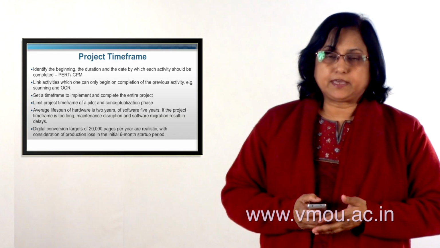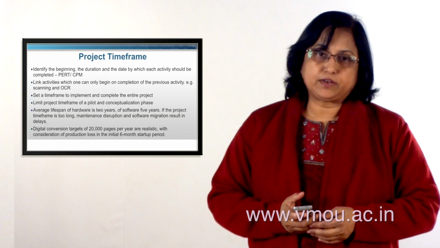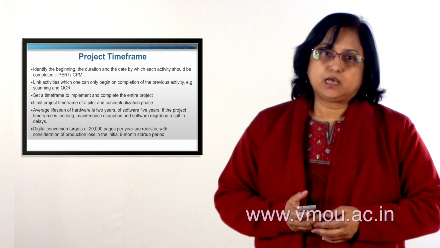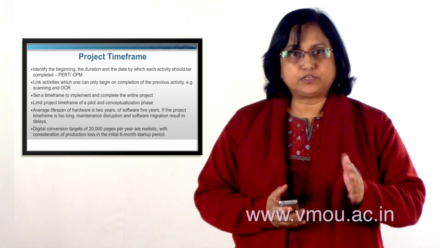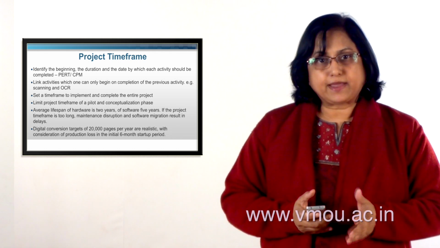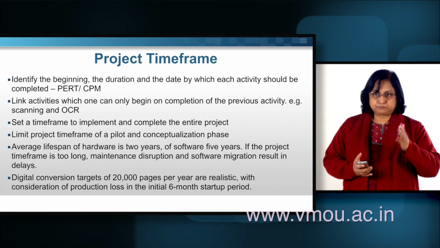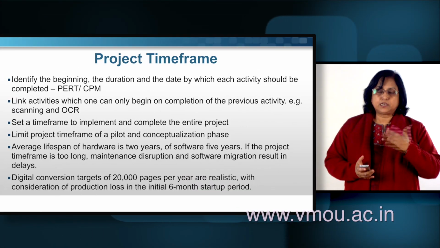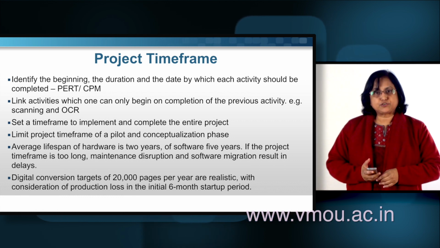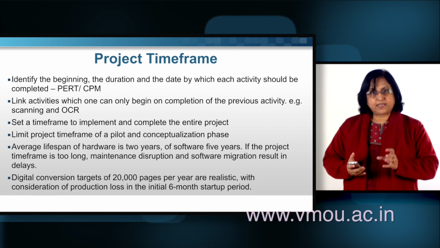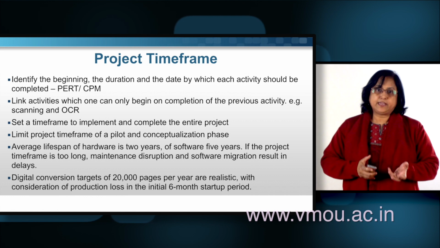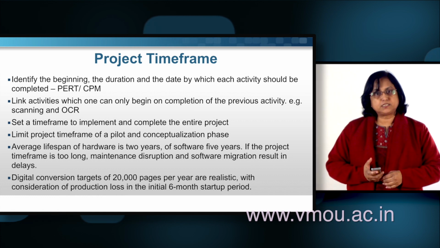Now, another important thing, when we are embarking on a digital library project, is the decision on the time frame. And in fact, the best way is to go in for network analysis. PERT CPM charts can be used for these purposes. We can decide the beginning date, end date, duration of activities, and how the activities are linked with each other. This needs to be considered.